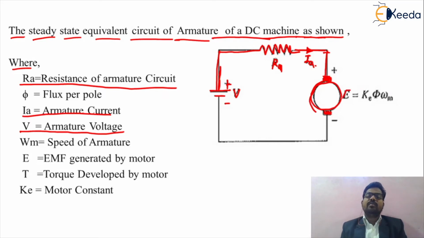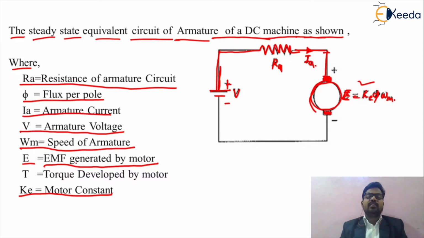In that armature we are getting E. What do we mean by E? It is the EMF generated by your motor. The fundamental value of E is equal to Ke phi omega m. What do we mean by Ke? Ke is called the motor constant, phi is the flux per pole, and omega m is the speed of your armature. So this is basically the EMF generated by your motor.